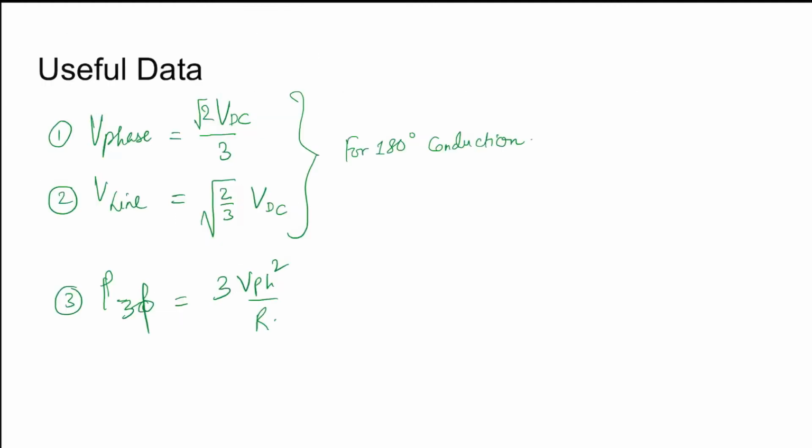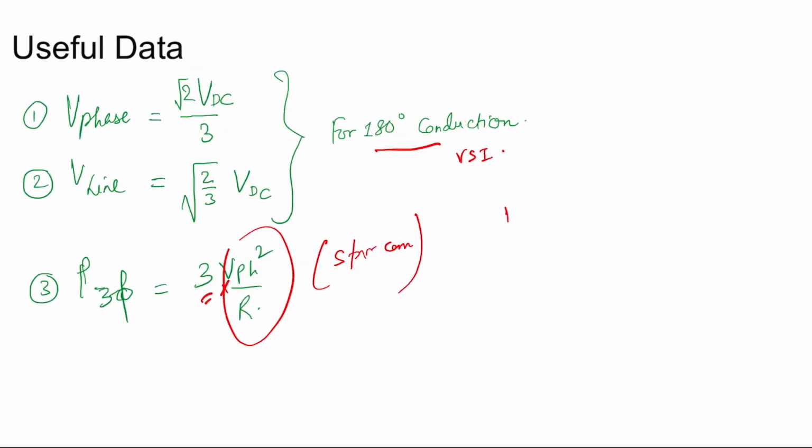Now for useful data, you need to know that for 180 degree conduction mode of a voltage source inverter, V phase is root 2 VDC by 3 and line voltage is root 2 by 3 into VDC. The 3-phase power for a 3-phase AC circuit is given by 3 times V phase square by R. V phase square by R gives the per phase power, and into 3 gives the net 3-phase AC power. This is valid for star connection because in star connection the voltage impressed across every R element is V phase.